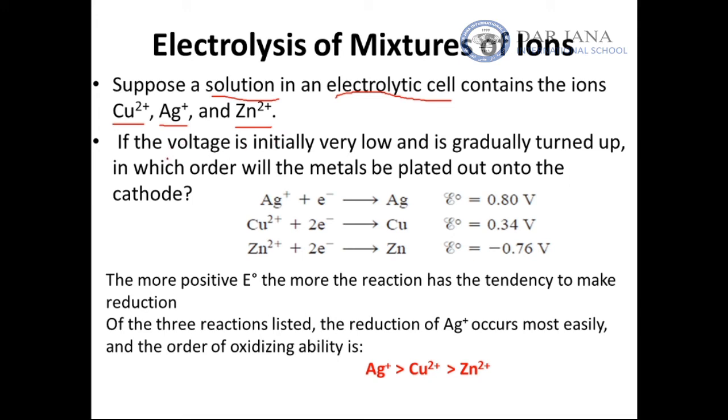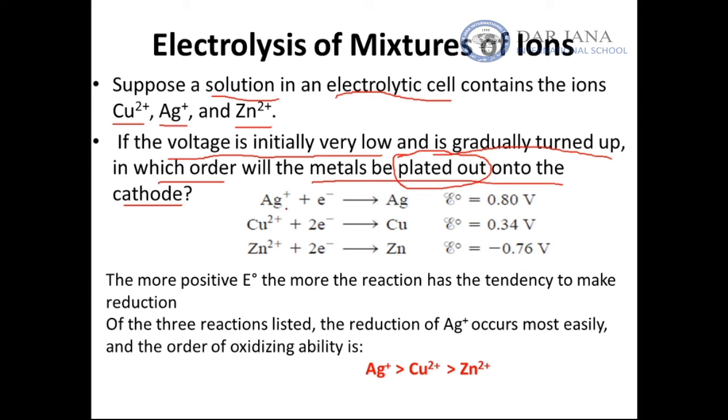If the voltage is initially very low and is gradually turned up, we need to see which metals are plated out onto the cathode and what is the order. Which one is the first one reduced? Which one is the second? Which one is the third? When we say plated out, it means that it is reduced first.